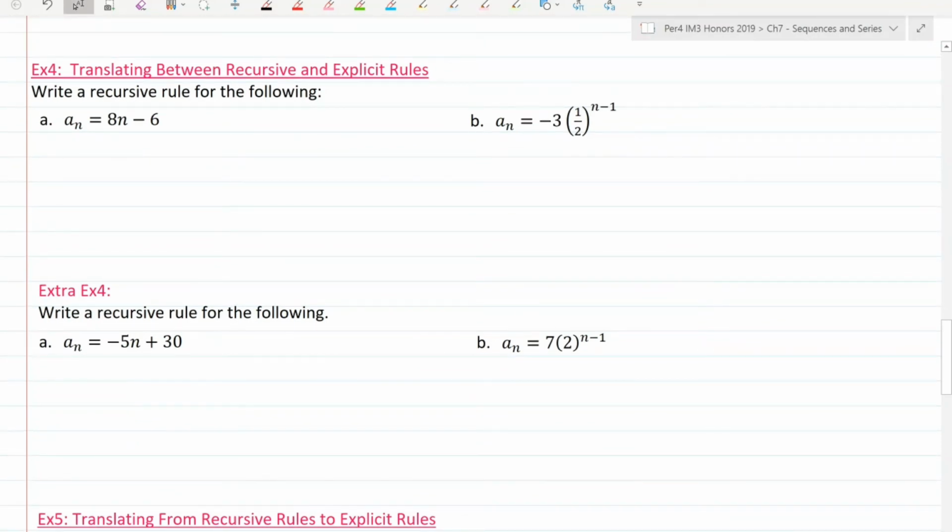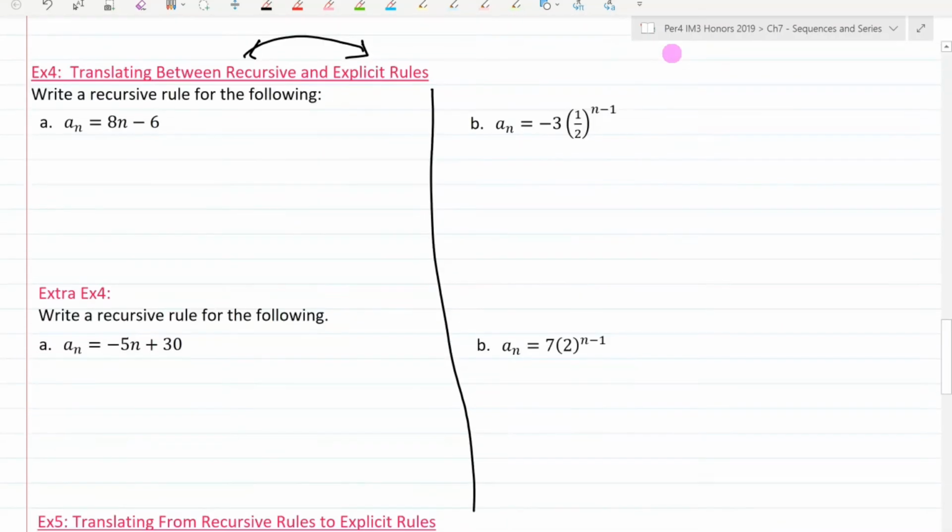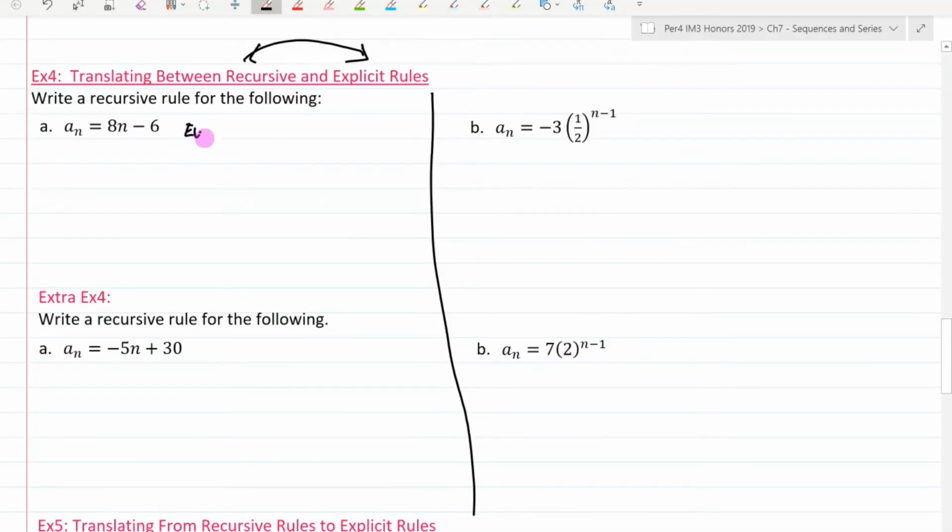So we're going to go back and forth between explicit and recursive. In order to do that, you just need to know the difference, obviously. I'll just show you. So this is explicit, meaning that you don't need to know what the first term is. You already know what the formula is.